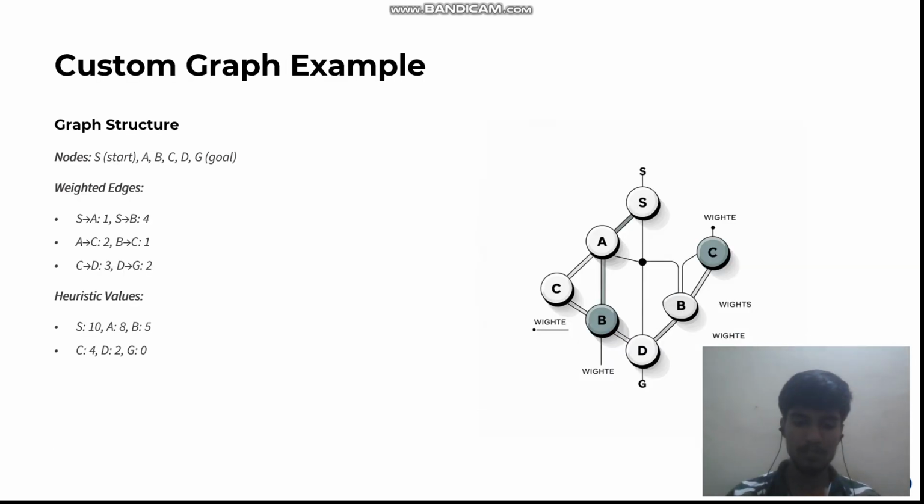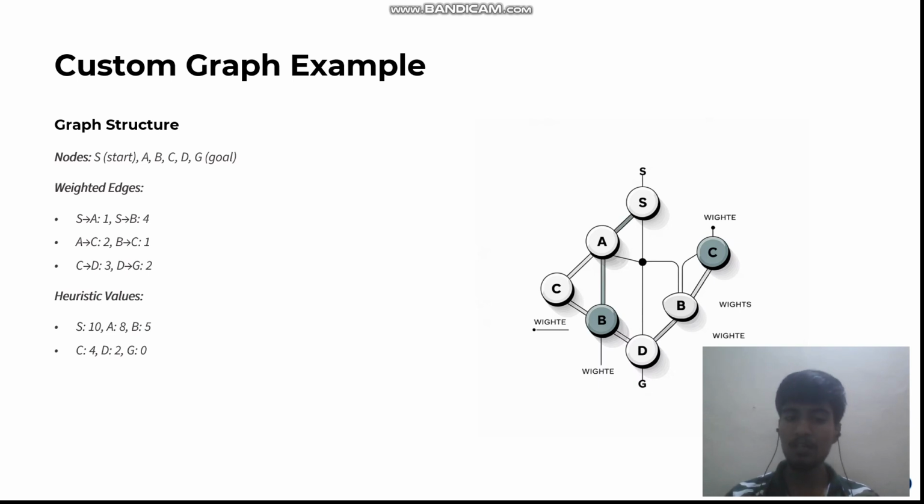Let's see an example of a custom graph. Now let's look at a simple custom graph to understand how A-star works. We have nodes such as S, A, B, C, D, and G, where G is the goal state. So let's see the edges and weights: S to A equals 1, S to B equals 4, A to C equals 2, B to C equals 1, C to D equals 3, and D to G equals 2.